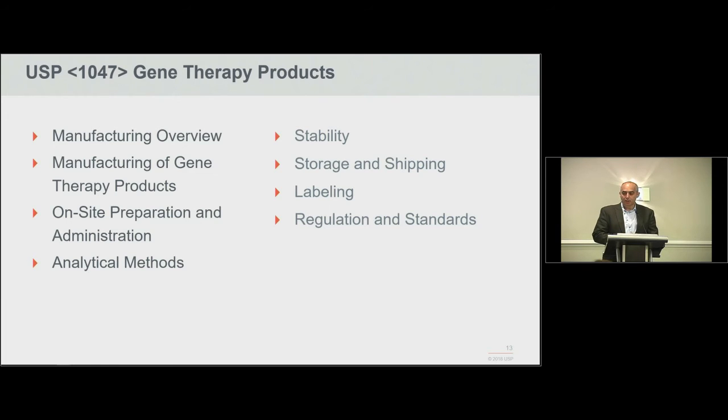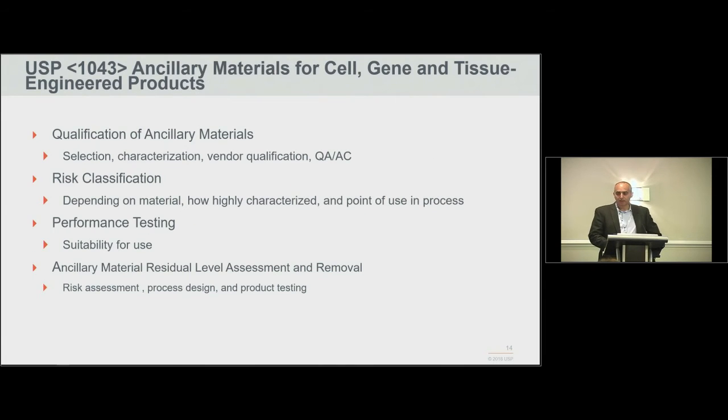And again, one area where the chapter actually focuses a lot of attention is the type of analytical methods that are used during development and production of gene therapy products, and the types of approaches to validation, in addition to some of the general considerations for stability, storage and shipping, labeling, and some of the references to regulatory guidelines in this area.